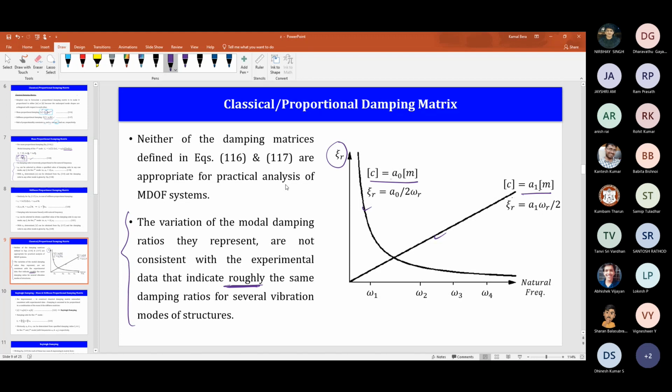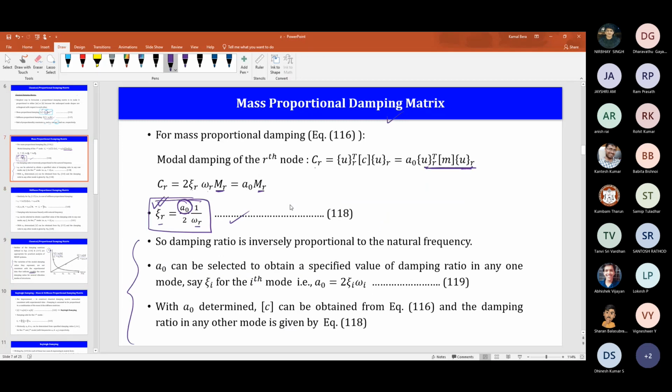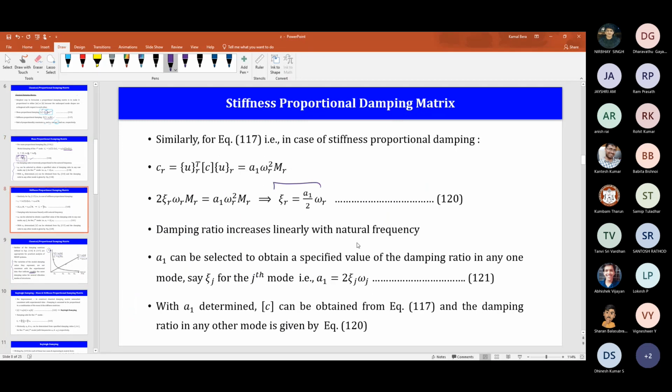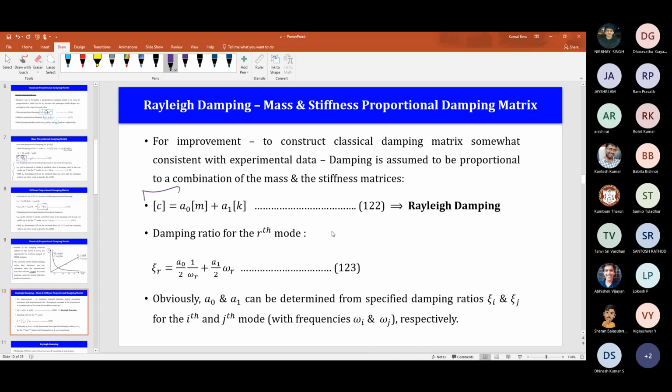So there comes the Rayleigh damping, or the mass and stiffness proportional damping, which is nothing but C is A0 M plus A1 K. From what we have obtained previously, I can write zeta r is equal to A0 by 2 1 by omega r, plus this one, right? This is for the stiffness one and this is for the mass one. So I just add them for the Rayleigh damping case, which is defined like this. So this is the popular Rayleigh damping matrix, or mass and stiffness proportional damping matrix. Okay, so this is an improvement over the previous two.